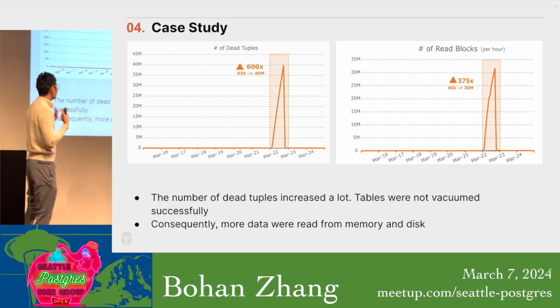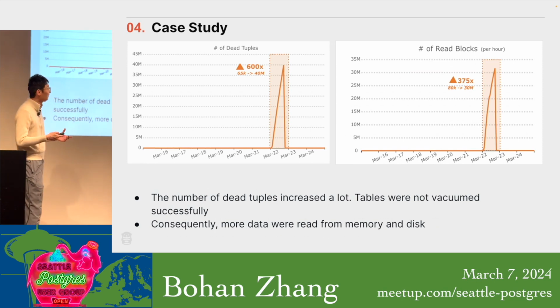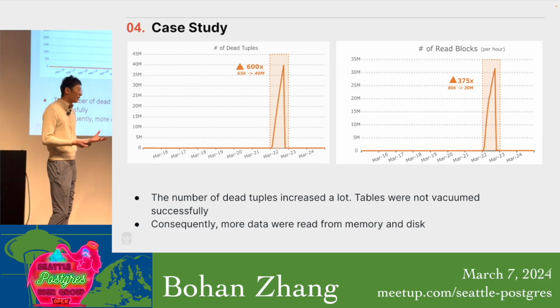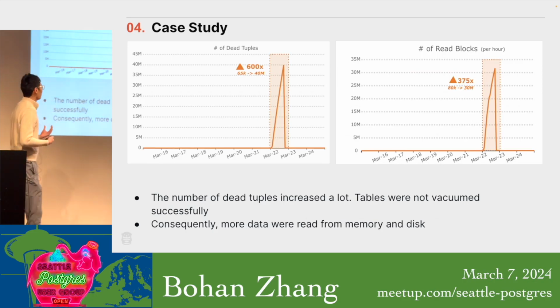And consequently, more data will be read from memory and disk. So we also looked into the number of read blocks. We found a 375 times increase in the number of read blocks, which means we need to read lots of data from memory and disk. It's all because of the number of dead tuples, right? Previously we only had 65,000 dead tuples, and then it had 40 million. It needs to read lots of dead tuples into memory during table scans. So that's why the number of read blocks also increased a lot during the spike.